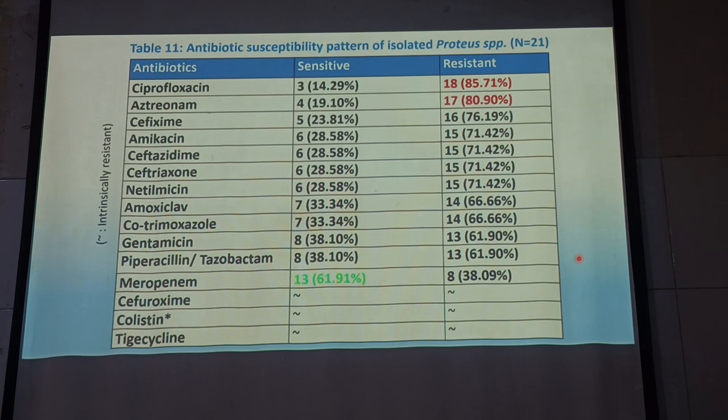Table 11 shows the antibiotic susceptibility pattern of isolated Proteus species. Over 80% of Proteus species were resistant to ciprofloxacin and aztreonam. 23 to 38% were sensitive to cefixime, amikacin, ceftazidime, ceftriaxone, netilmicin, amoxicillin, cotrimoxazole, gentamicin, piperacillin, and tazobactam. 61% were sensitive to meropenem. Cefuroxime, colistin, and tigecycline were not tested due to intrinsic resistance to these antibiotics.